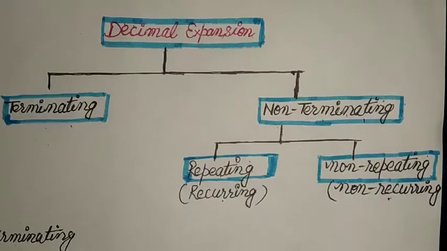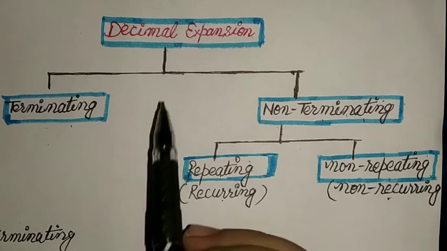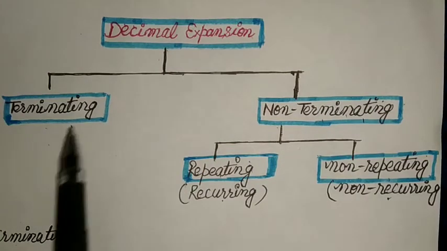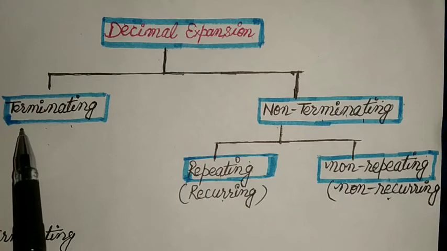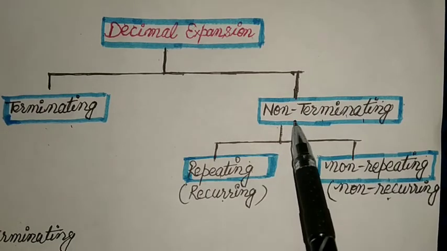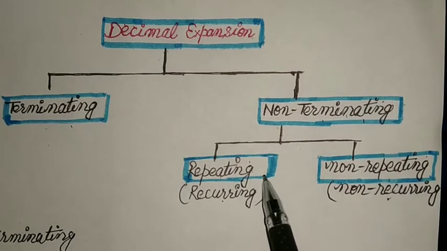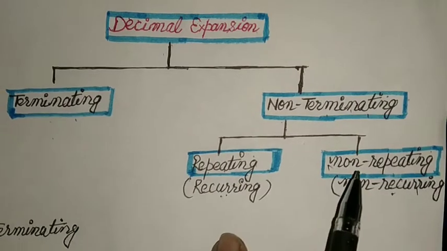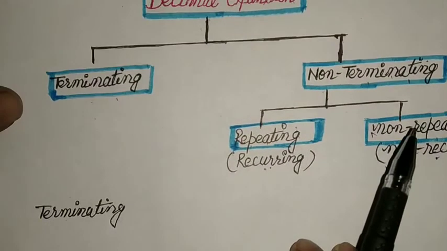This is the introduction video of class 9th mathematics, number system, chapter 1. In this video we will discuss decimal expansion of real numbers. Decimal expansion we can divide into two parts: terminating and non-terminating. Non-terminating we can also divide into two parts: repeating or recurring, and non-repeating or non-recurring. First we will discuss terminating.